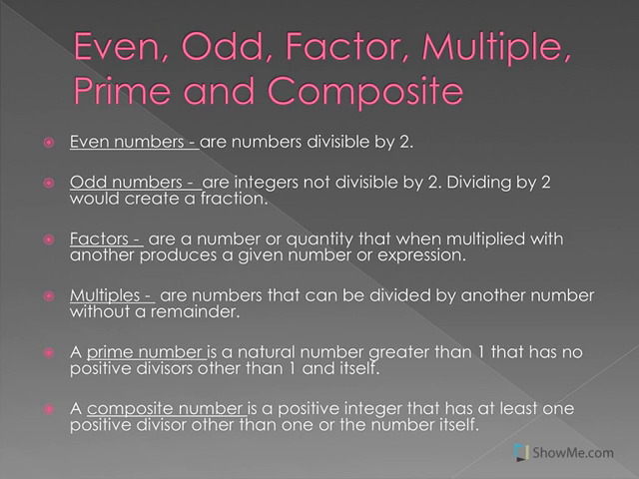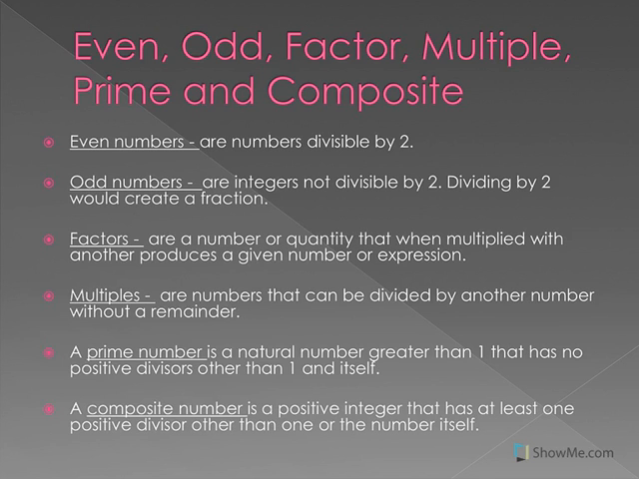Even numbers are numbers divisible by 2. Odd numbers are integers not divisible by 2. Dividing by 2 would create a fraction. Factors are a number or quantity that when multiplied with another produces a given number or expression. Multiples are numbers that can be divided by another number without a remainder.